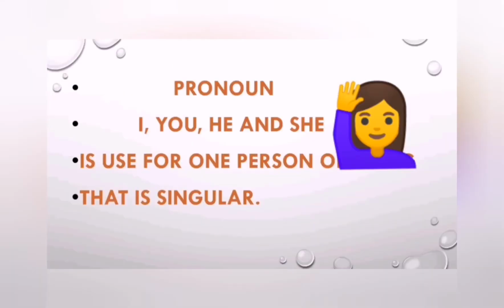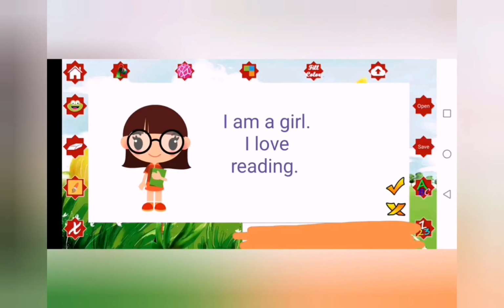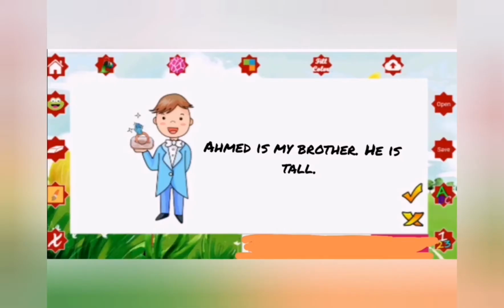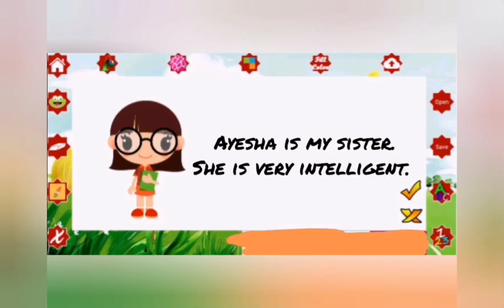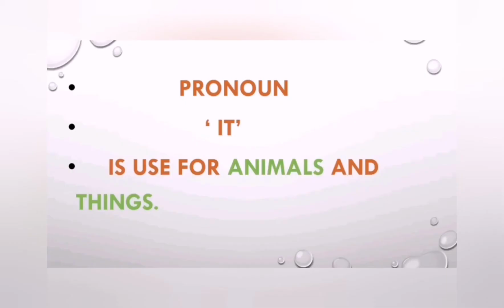Pronoun I, you, he and she is used for one person, that is singular. Singular means one person, place or thing. For example, I am a girl. I love reading. Ahmed is my brother. He is tall. Aisha is my sister. She is very intelligent.